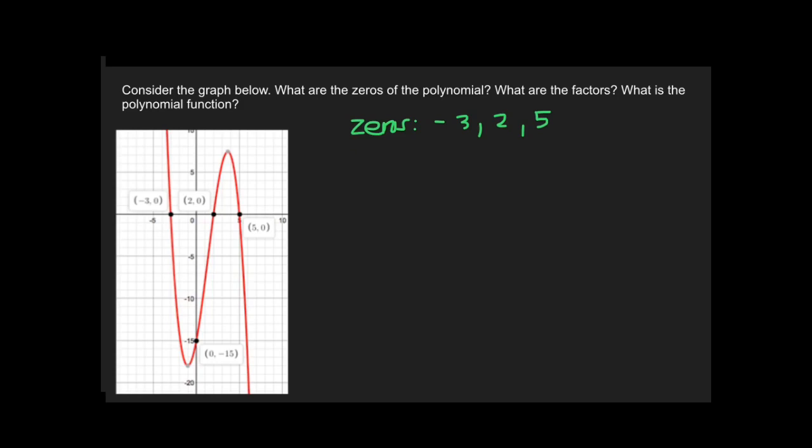Based on these zeros, we can find the factors of the polynomial. From -3, the factor comes from x plus 3. Your 2 comes from x minus 2. And your 5 comes from x minus 5. Take note that from zeros, we can set our factors easily.